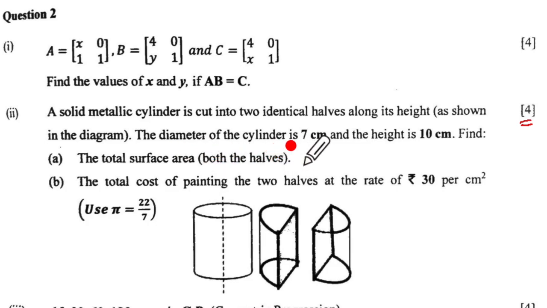The diameter of the circle is 7. So from here to here this is 7. So the radius is going to be half of it, which means 7 upon 2. The height from here to here is 10 centimeters. Find the total surface area of both the halves together. So the surface area of this and this.